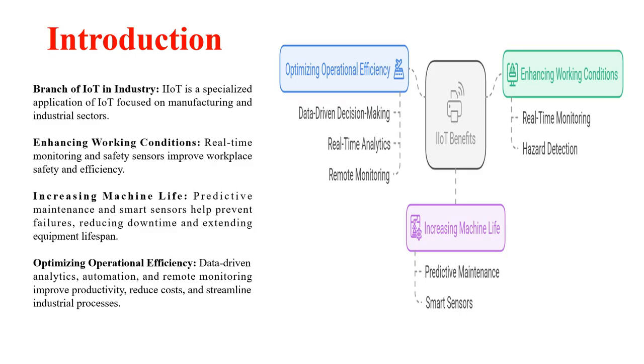So by integrating industrial IoT into industrial processes, companies can achieve higher productivity, cost savings and improved reliability, making it a crucial component of Industry 4.0, that is the fourth industrial revolution.